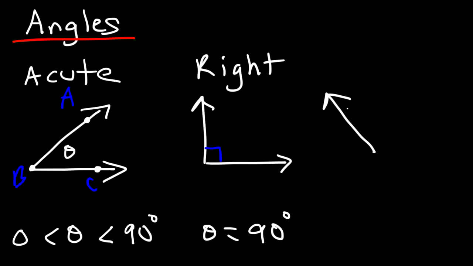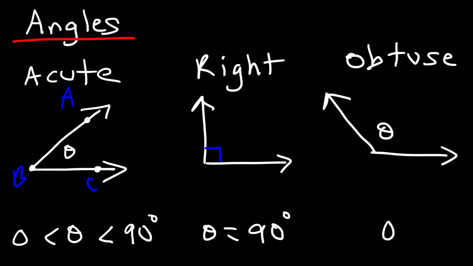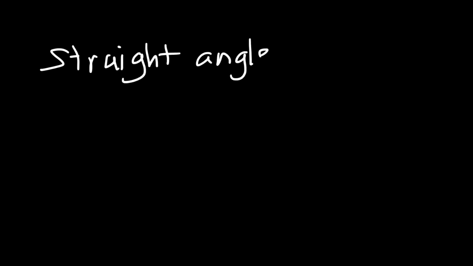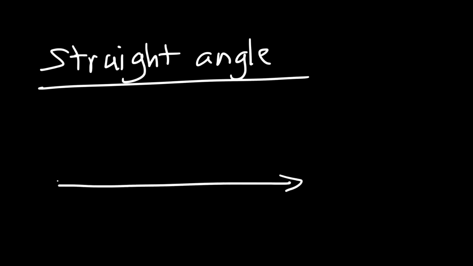The next one you need to be familiar with is something called an obtuse angle. So the obtuse angle has an angle that's greater than 90 but less than 180. And finally, you need to be familiar with the straight angle. The straight angle has a measure of 180 degrees. So that's a straight angle. It looks basically like a line.